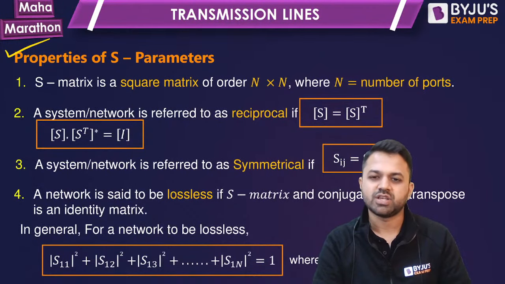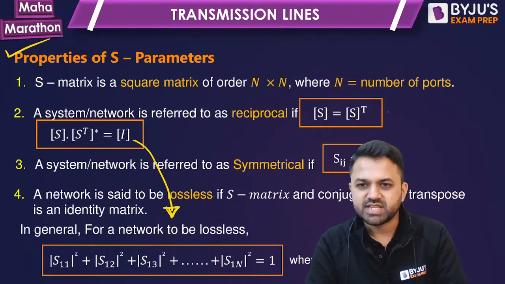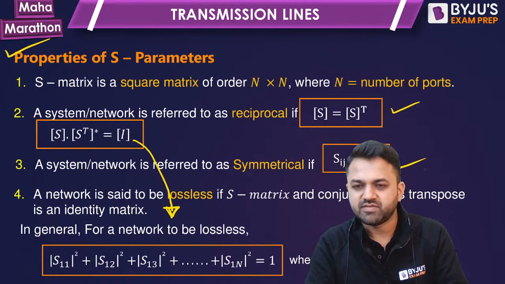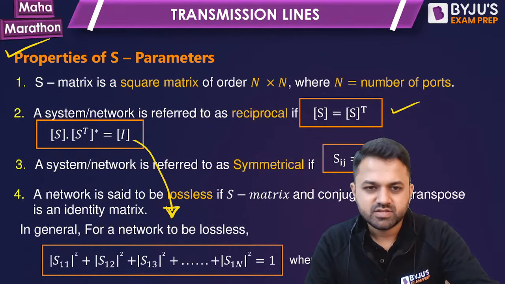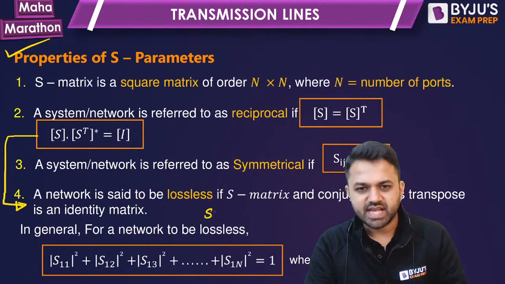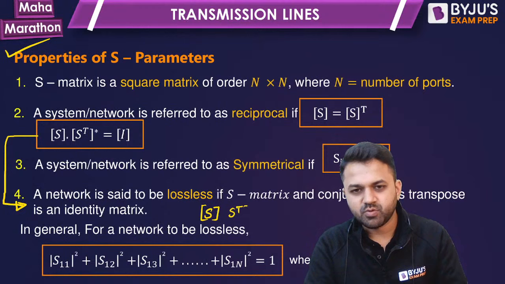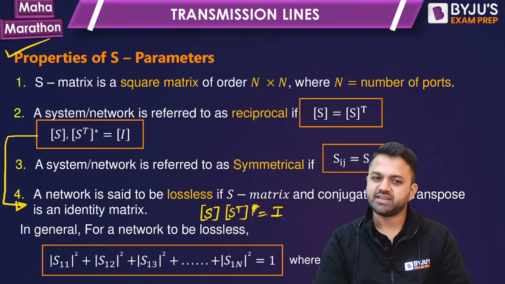A network is said to be lossless if... actually this part is not here, this is here. For the reciprocal we have this, and for the symmetrical we have this. And S into S transpose complex conjugate is for the lossless. Actually, there is one misprint here. This is for the lossless. So let me write it over here. S matrix times S transpose complex conjugate is equal to the identity matrix. It is for the lossless.